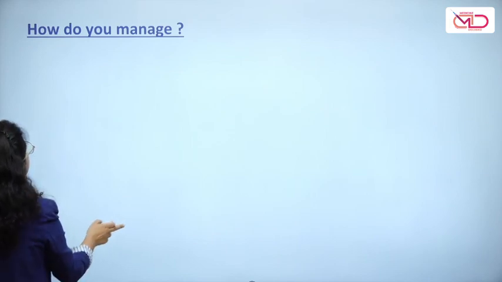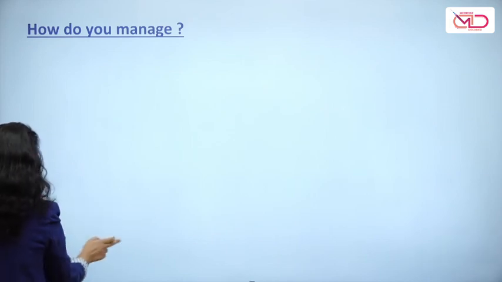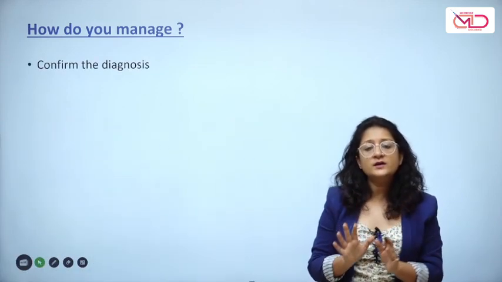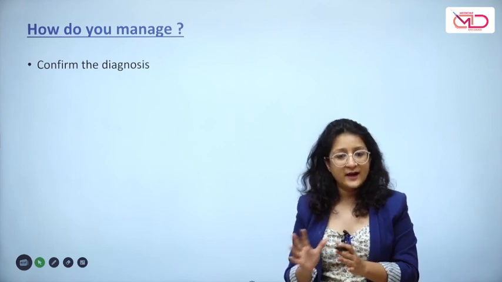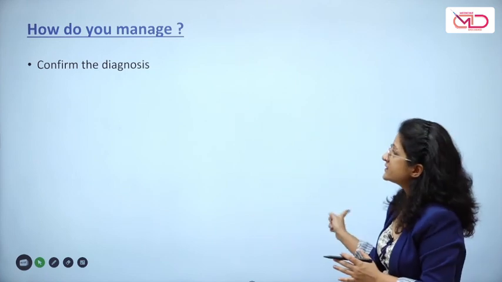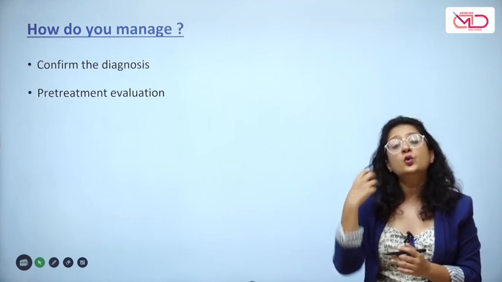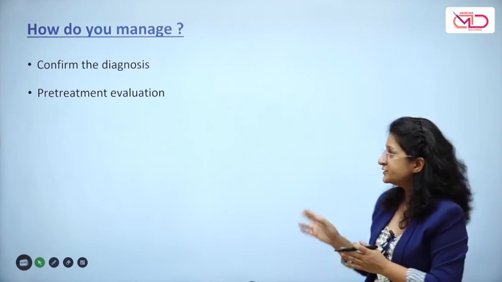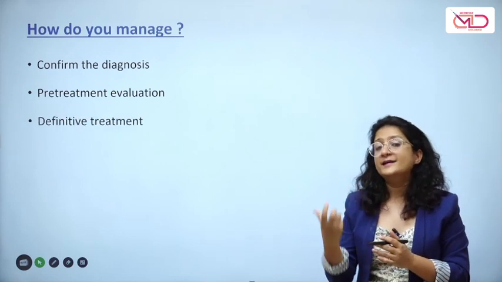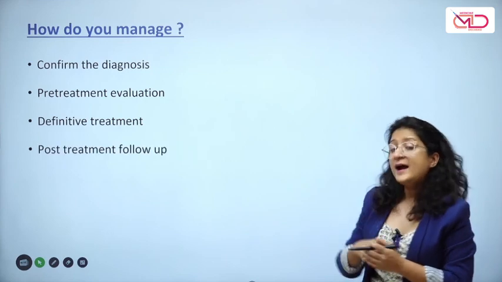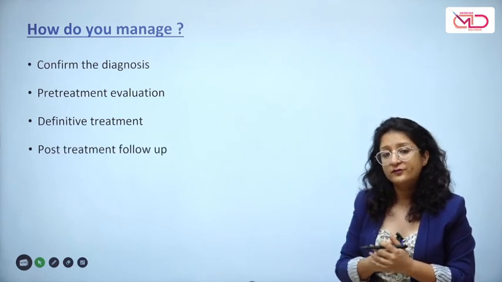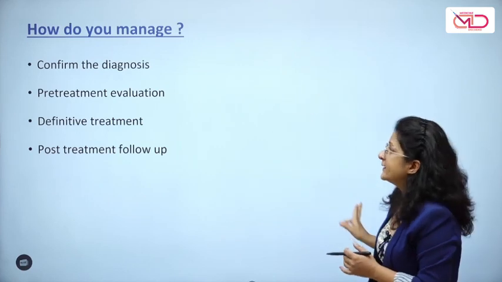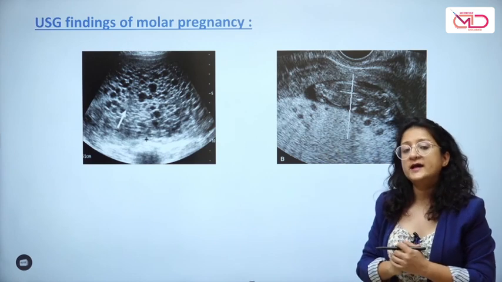So while we are managing, we have to confirm the diagnosis, right? So we have to confirm the diagnosis by doing an ultrasound. That will help us rule out all the differential diagnosis. Secondly, once we do come to the diagnosis of a molar pregnancy, we have to set in a pre-treatment evaluation in place. And finally, we have to plan a definitive treatment. And we also have to plan for a post-treatment follow-up. So let us just talk about these 4 separate points independently. So I'll talk about confirmation of the diagnosis here.